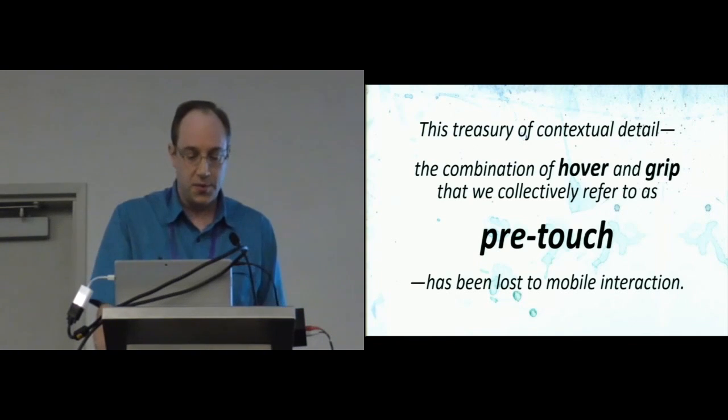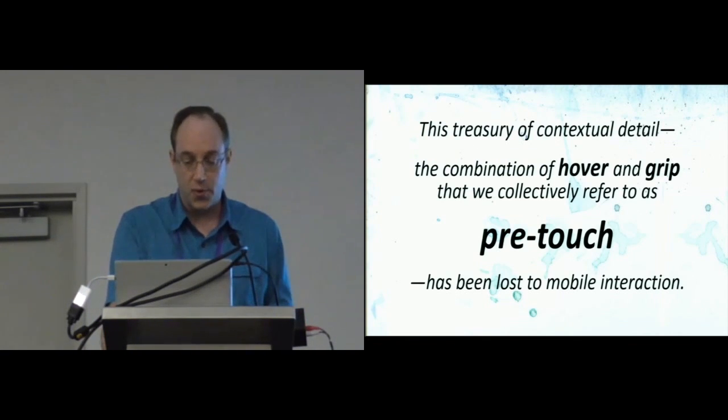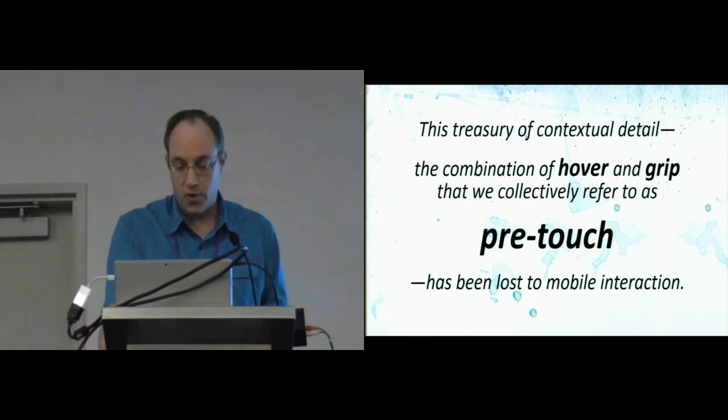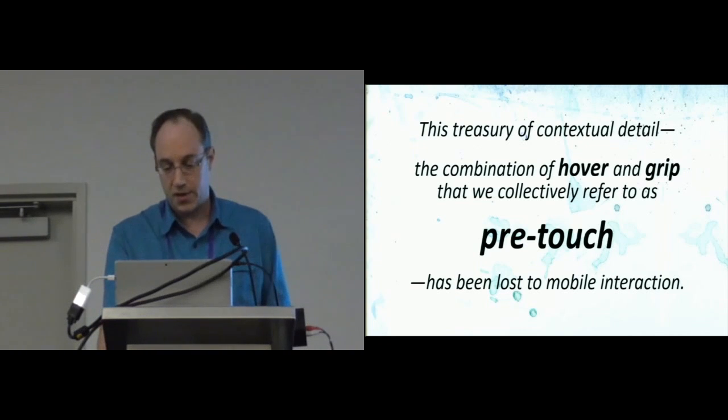So this treasury of contextual detail, which is the combination of both hover and grip, that we collectively refer to as pretouch, has been lost to mobile interaction. And note that carefully. I'm talking about both hover and grip. In our work, these come along for free from the same sensor that's unified with the touchscreen itself.